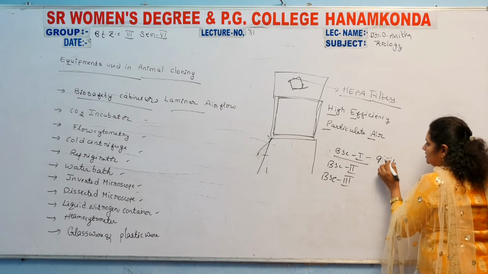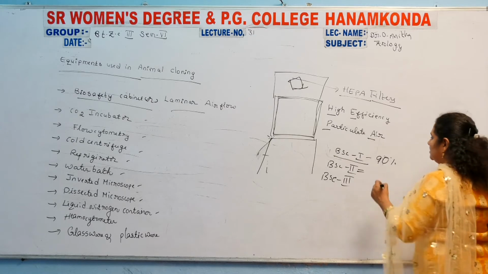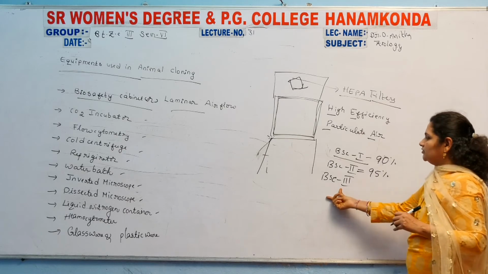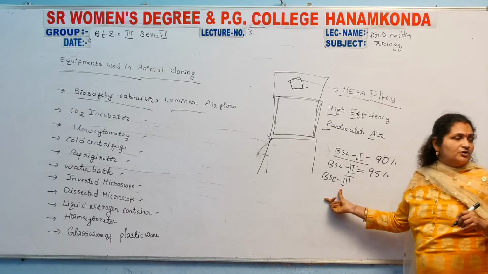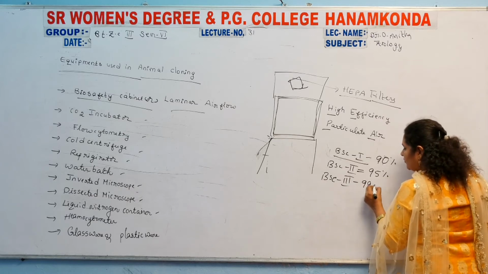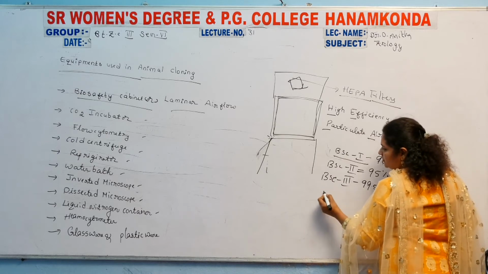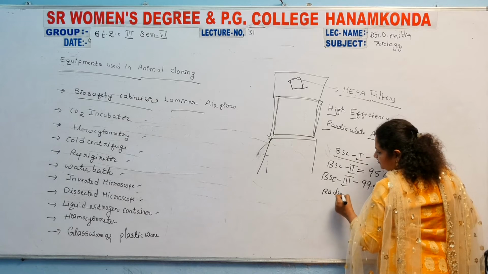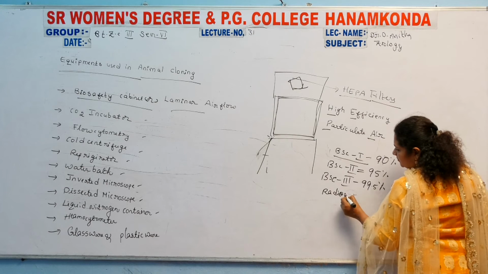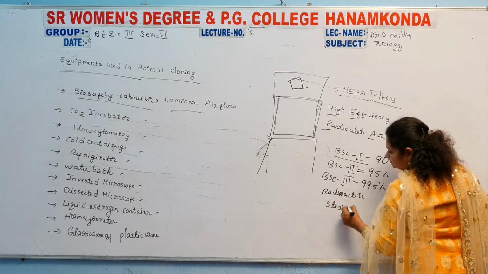In type 2, the HEPA filters have a capacity of up to 95%. But the third one, BSC3, biosafety cabinet 3, may possess up to 99.5% accuracy and 99.5% against radioactive material, and that much sterilization is also there.